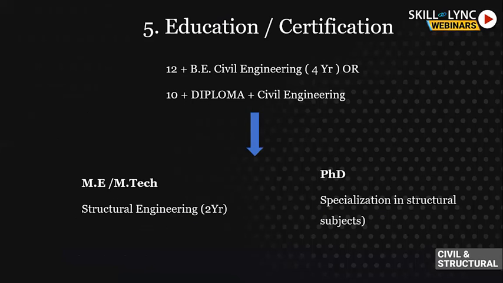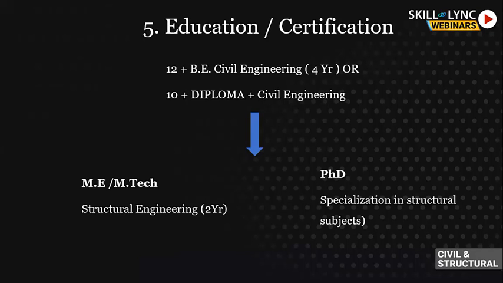So we spoke about what is happening in the field. We spoke about the different fields that the structural engineer is required in. We also spoke about the expertise that is required. What are the educational qualifications that are required to gain this expertise? Definitely you're required to have a BE in civil engineering, because that's the basic of everything. It can also be a diploma plus civil engineering, does not matter.